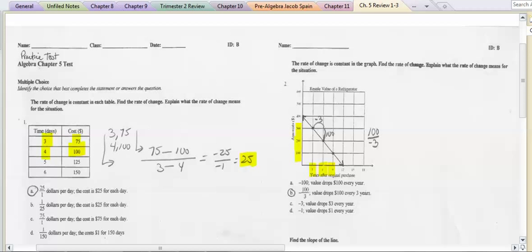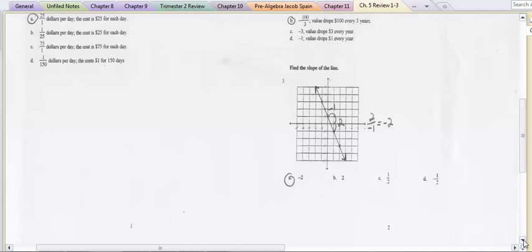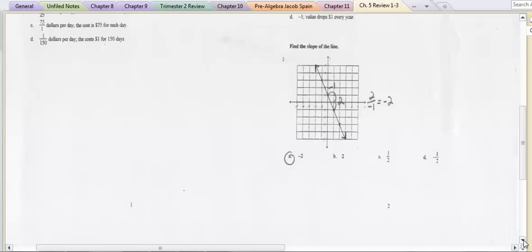You have 3, 6, 9. It's really small. So you're going to go up 100 and over negative 3. Up 100 over negative 3. So we got 100 over negative 3. Okay, so just make sure of the values of your x and y axis. So it's letter B.